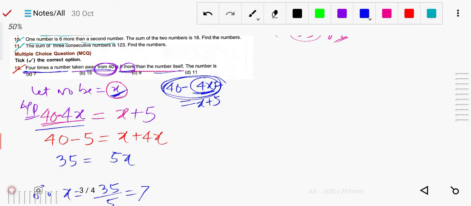So this is the very important part. Here you have to form the equation. You have to read the sentence and form the equation. Okay, so you can now solve exercise 15D.